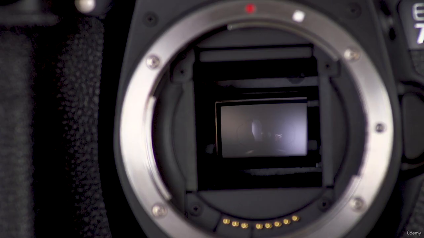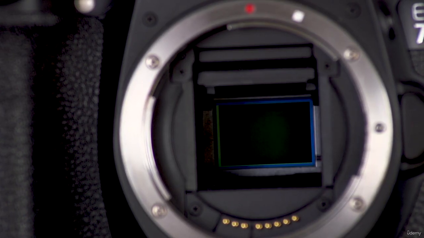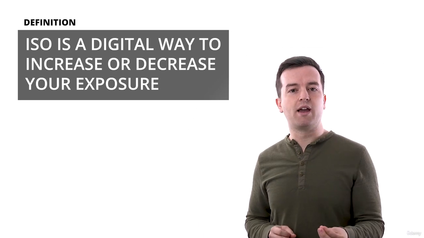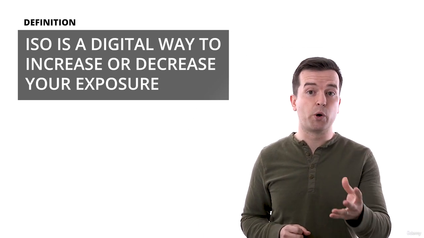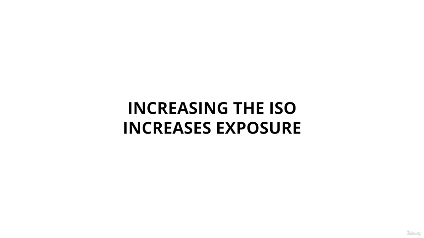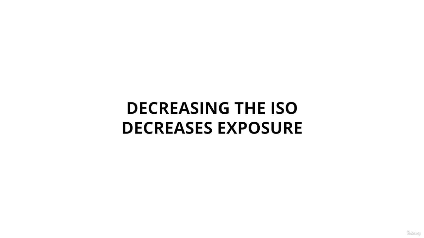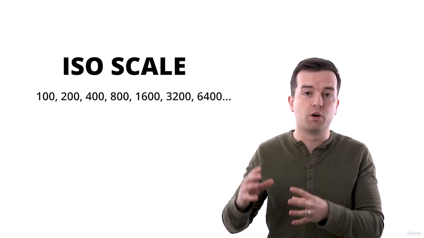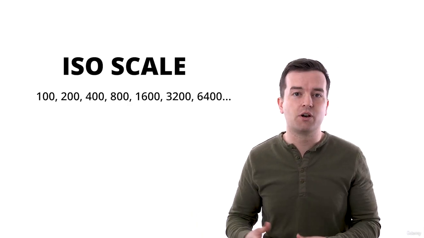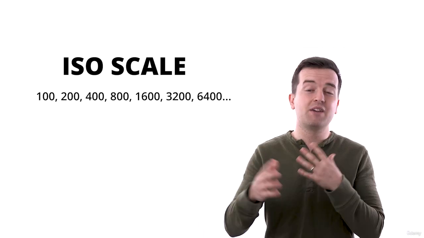So the light travels through the aperture, remember, through your shutter, and then it hits your camera's sensor. It's basically a digital way of increasing or decreasing the exposure of your image. Increasing the ISO makes it brighter, while decreasing makes it darker. ISO options change depending on your camera, but usually start at 100 and go up by the power of 2: 100, 200, 400, 800, 3200, 6400, etc. Or even some cameras have them in between. Some newer cameras can go all the way up into the millions.